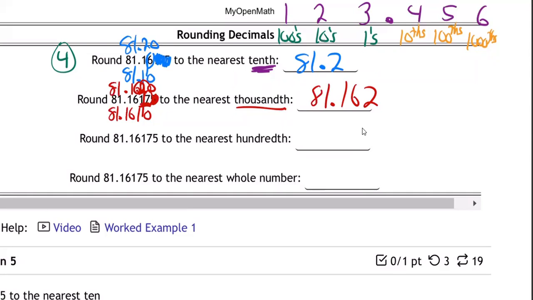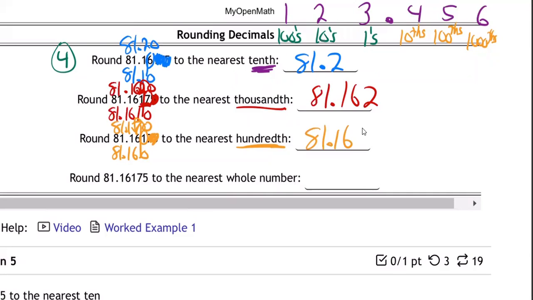All right, let's try another one here. Hundredth, that's 2 places past the decimal. Put the line there, 2 places past the decimal. The digit after the line tells us to leave it, 81.16. Because the question is, is it closer to 81.160 or 81.170? Get rid of these other digits. Is 61 closer to 60 or 70? Well, 60 clearly. So we round it like that.